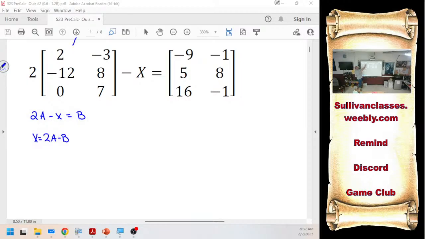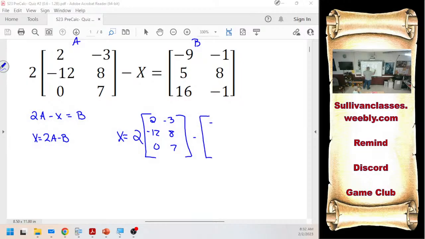So if I know that this is a and this is b, I'm looking at x is 2 times this stuff, 2, -3, -12, 8, 0, 7, minus b, -9, -1, 5, 8, 16, -1. I know you can do stuff in a calculator. I know that you can mental math. I ask that you have something written next to this so that if you're just Samsonite levels of off, I can still give you some partial credit. Okay?